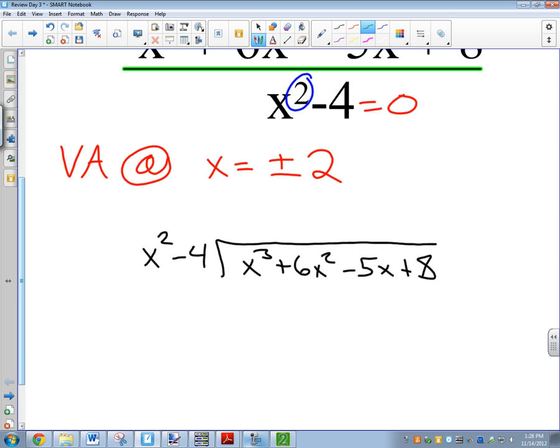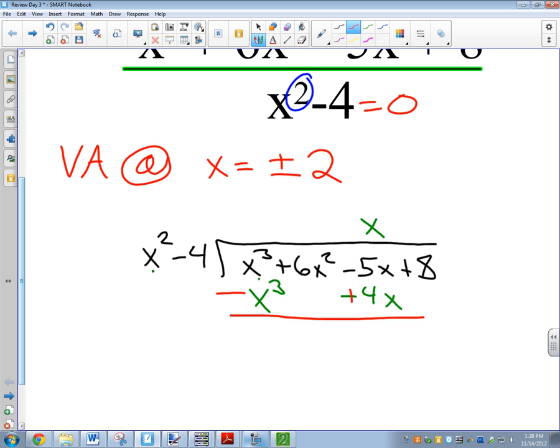I think to myself first, x squared times what is going to get me x cubed? X. So I put the x up above. Once I write the x up above, what am I going to do? Multiply. X times x squared is x cubed. X times negative 4, negative 4x. I write it underneath my x column there. Okay, great. Now I'm ready to put them together. What must I do? Change signs. Minus x cubed plus 4x.